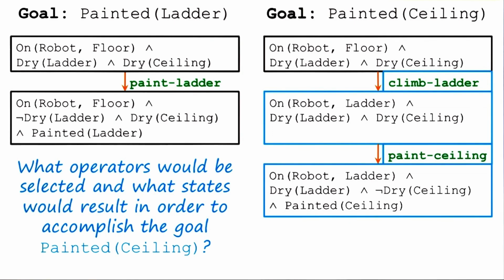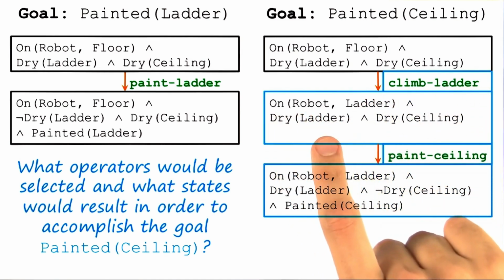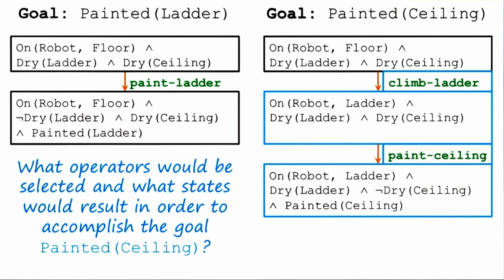So I can tell that the first thing the robot is going to have to do to paint the ceiling is climb the ladder. So I'm first going to apply the climb ladder operator. That's going to result in the robot being on the ladder, but the state of the ladder and the ceiling haven't changed. Then now that the robot is on the ladder, it'll apply the paint ceiling operator, which results in painted ceiling being added to the state and the dry ceiling being negated. That's good, David. So this is the structure of the final plan.